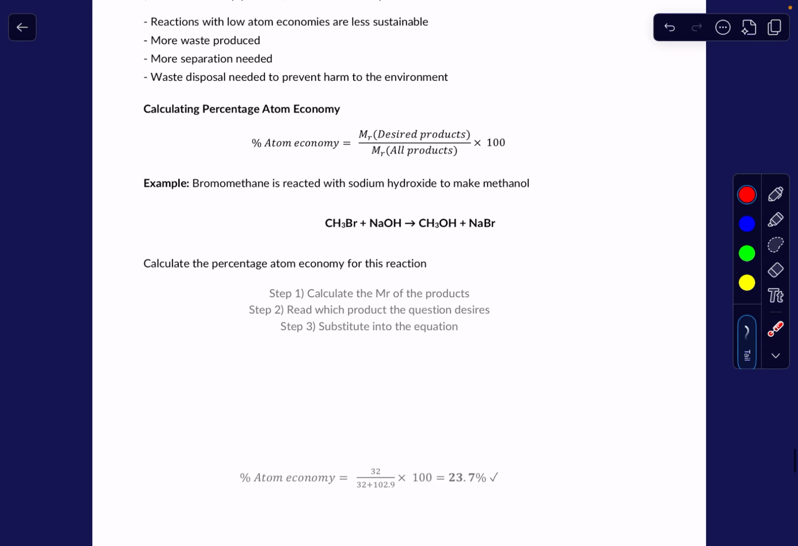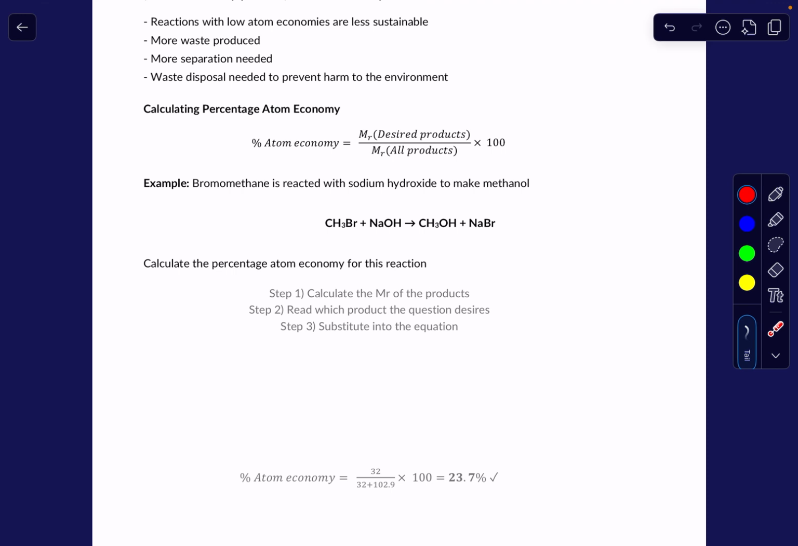So calculating percentage atom economy. We're going to use this equation, and it's likely that they will give you this. However, if they don't, for atom economy, it's what do we want over what did we get? That's it. So it's what did we want over what did we get? And it's a theoretical calculation.